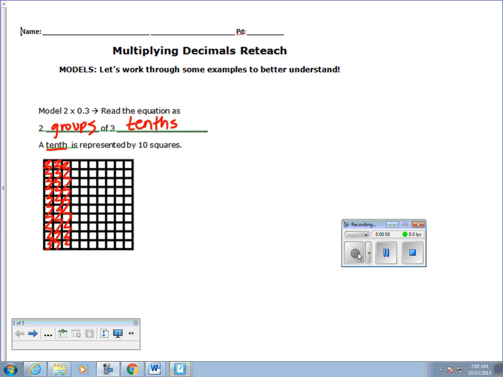Group number 2, 1/10, 2/10, 3/10. So when I am solving, I see that I have 1/10, 2/10, 3/10, 4/10, 5/10, 6/10.